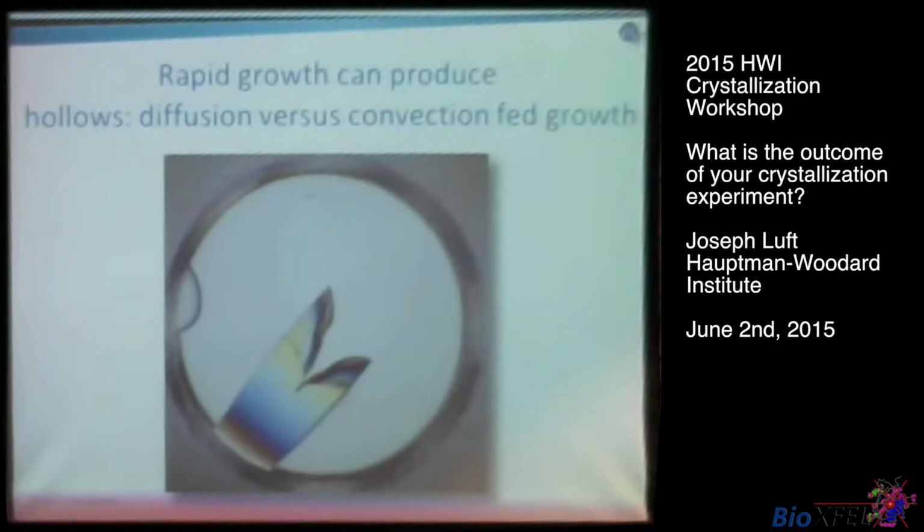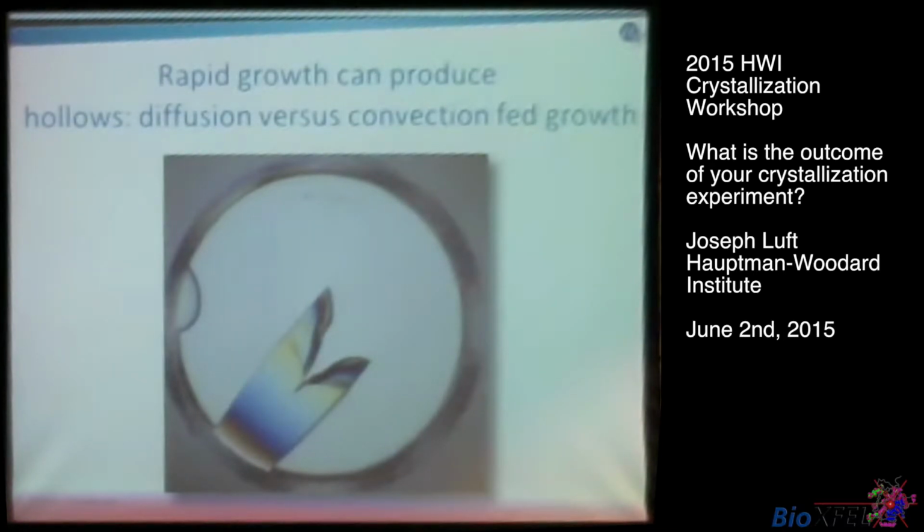Rapid growth. So sometimes you'll see crystals that have these hollows in them. Those hollows form because protein is being delivered to the surface of the crystal, and there's a convective flow that develops within the crystallization drop when things are growing very quickly. So protein is getting delivered to the crystal through these convective flows.